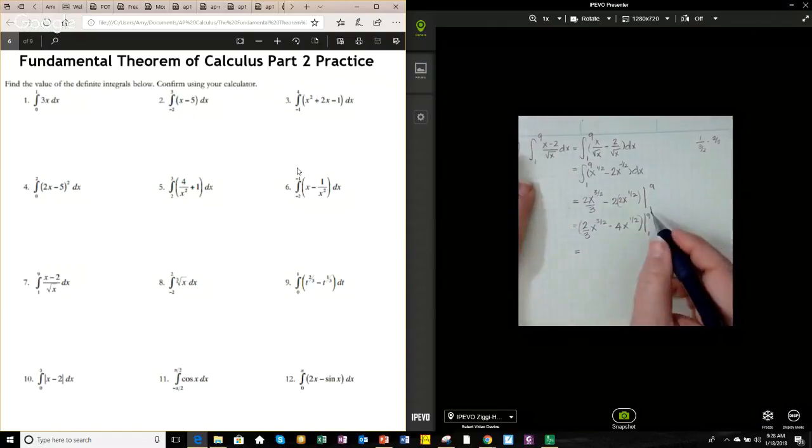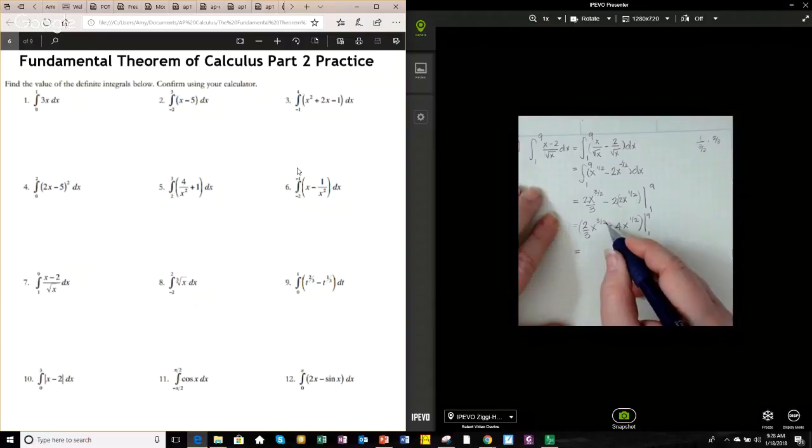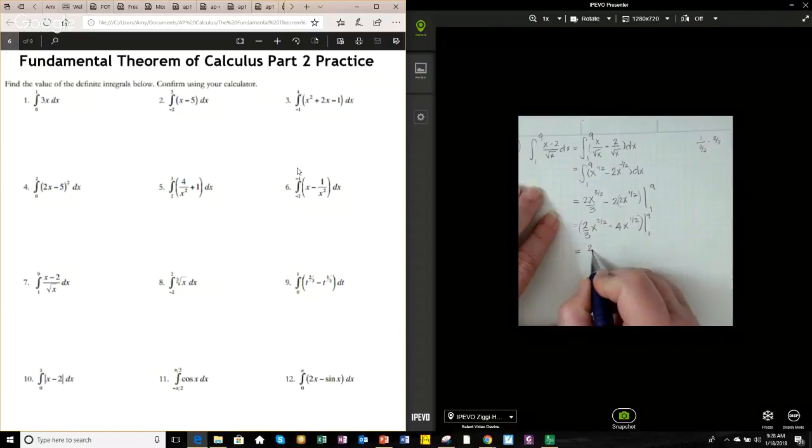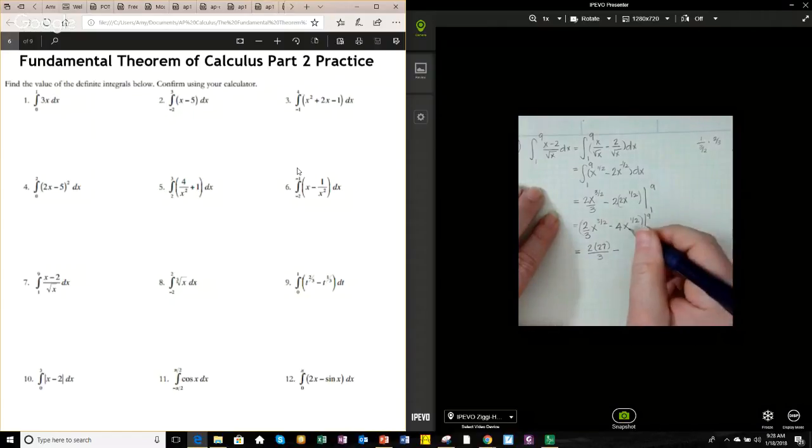Okay, so let's plug in 9. So 9 to the 3/2. When you take the 9 to the 3/2, I always do the root first because it makes it smaller. So the square root of 9 is 3. 3 cubed is 27. So 2 times 27 over 3 minus, I'll put 9 in here. The square root of 9 is 3. So that's going to be negative 4 times 3.